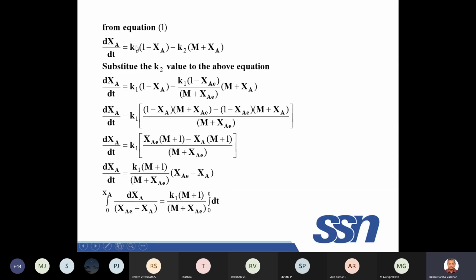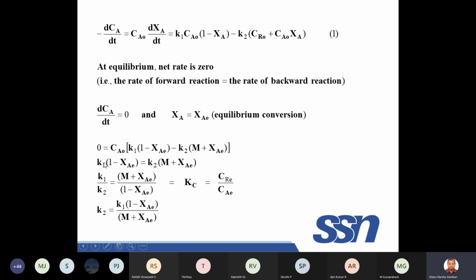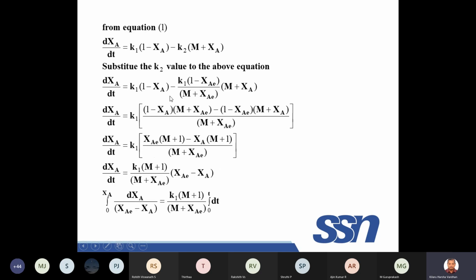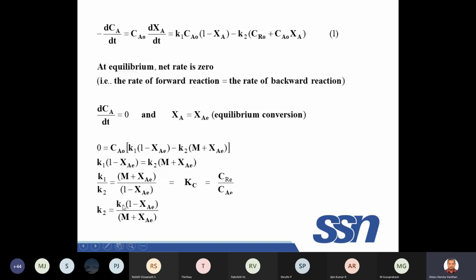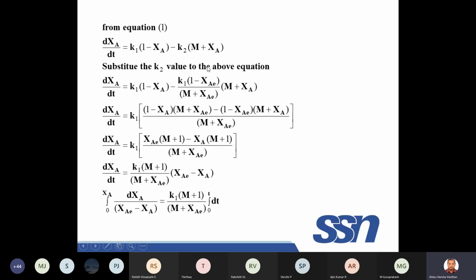If you substitute back, dXA is this. Either you put it in terms of concentrations, or you can put it in terms of conversions also. This is what the conversion form is all about. So dXA is K1 times this, and K2 we already got in terms of K1, so you substitute that K1 into (M plus XAe). Then take the cross multiplication and do all this.